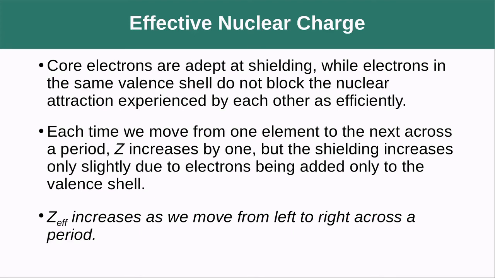Each time we move from one element to the next across the periodic table, Z increases by 1, but the shielding increases only slightly. That's because the electrons are being added only to the valence shell. The effective Z value increases as we move left to right across the period.